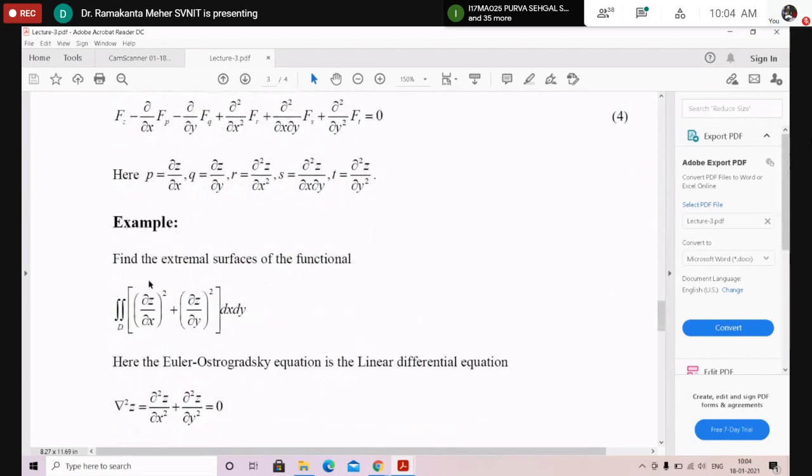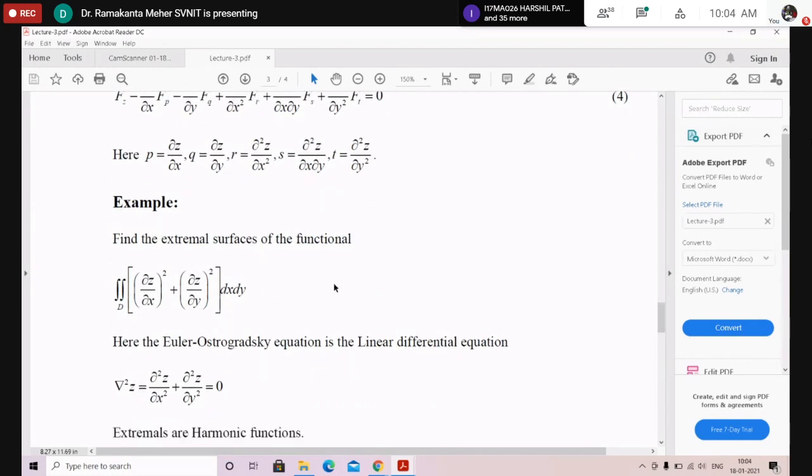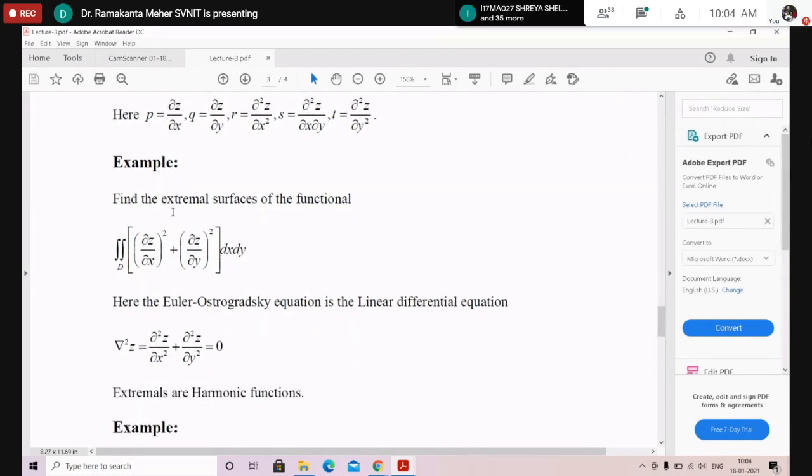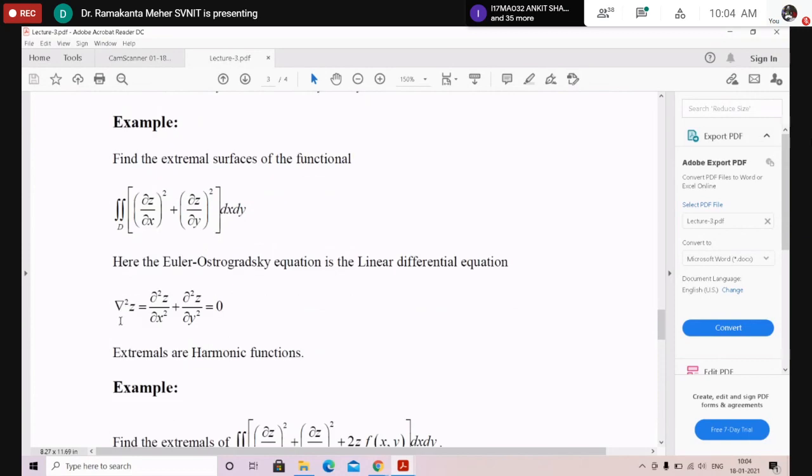Suppose we are taking an example here. Find the extremal surfaces of the functional. So this is the functional: the double integral of (del Z by del X) whole square plus (del Z by del Y) whole square dx dy. If we try to find the Euler equation of this functional, we can write it like this: del 2z by del X square plus del 2z by del Y square equal to zero.